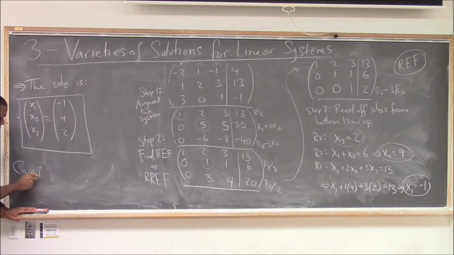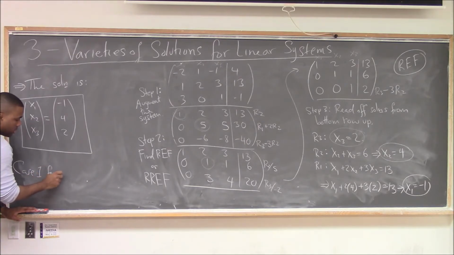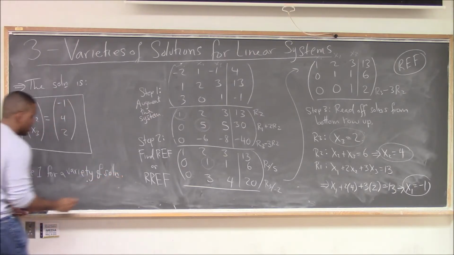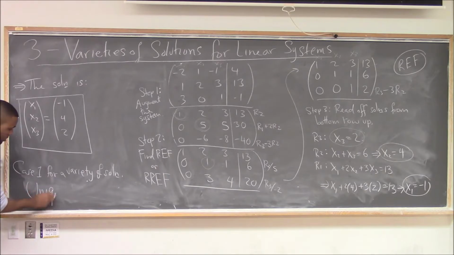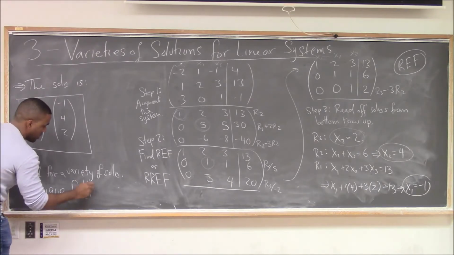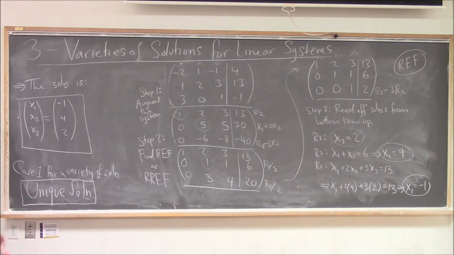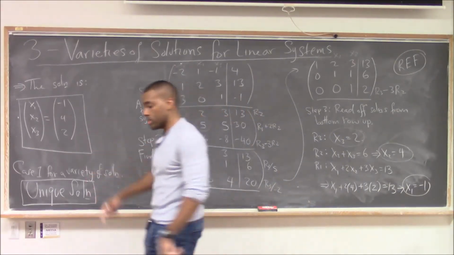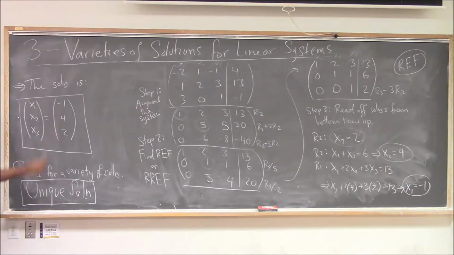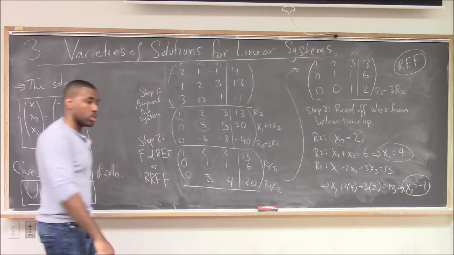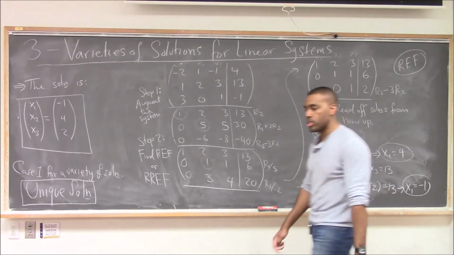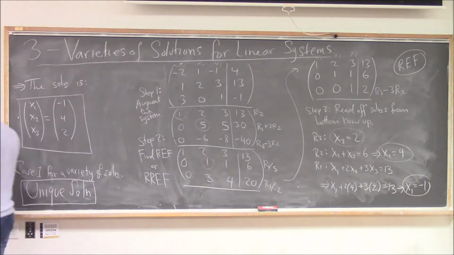This gives us case 1 for a variety of solution. This guy is called the unique solution. Meaning there is a solution to the system and there is only one vector that solves the system, namely this vector. I have to plug in this value for x1, x2, x3, and that will be the only solution to the system. When you have such a case, you say that your system has a unique solution. There's only one vector that solves the system.